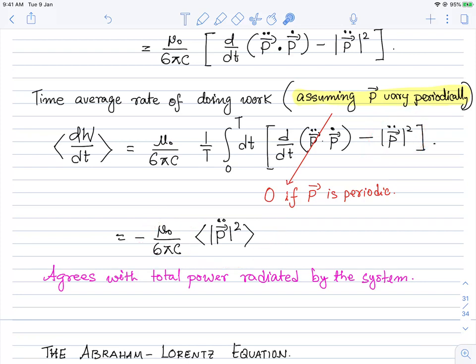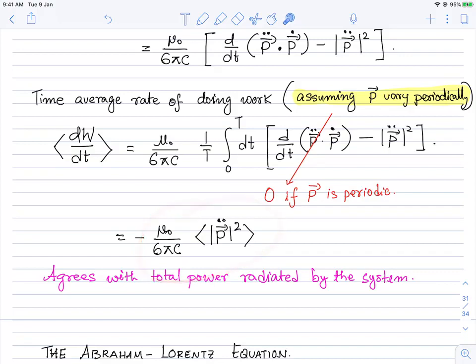So this is basically the amount of energy that is going to decrease on average per unit time for the configuration, and this exactly matches the formula for the total power emitted. That is, the energy that the system is losing per unit time is exactly equal to this for a dipole, okay.